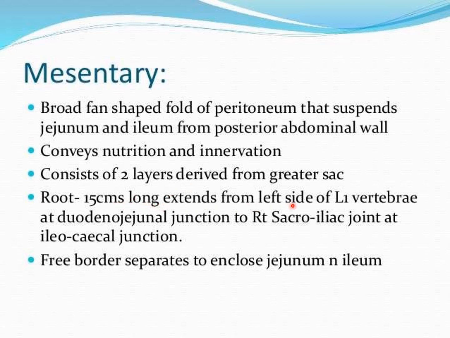It extends from left side of L1 vertebra at duodenojejunal junction to right sacroiliac joint at ileocecal junction. It extends from duodenojejunal junction to ileocecal junction. It has a free border which is separate to enclose jejunum and ileum. What is mesentery? It is a broad fan-shaped fold of peritoneum which suspends jejunum and ileum from posterior abdominal wall.